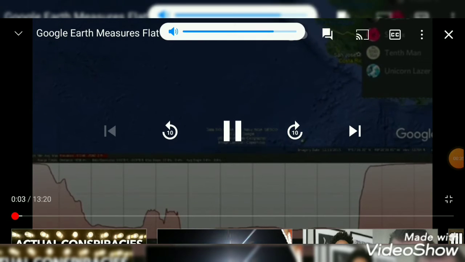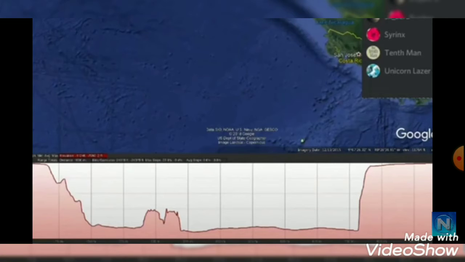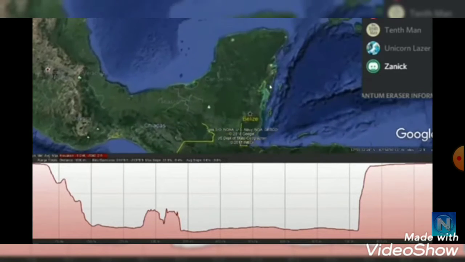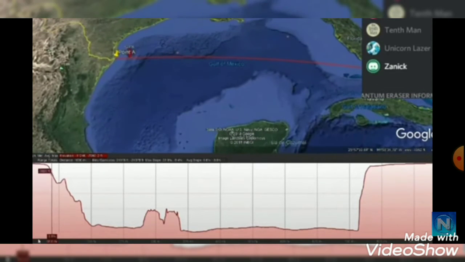He asked for a globe model. What don't you get? He asked for a globe model. I gave a globe model. And no, you did not. You gave a flat Earth map that measures flat. Profile. Why would you use elevation profile? Because that's what would show drop.